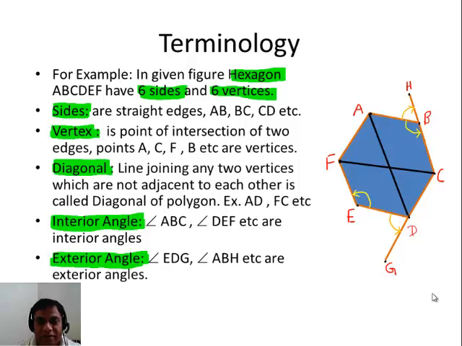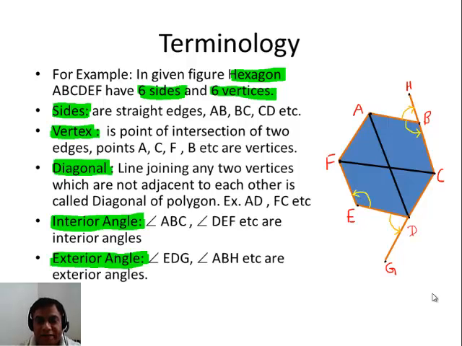Next concept is interior angle. The angle formed by two edges of a polygon is called an interior angle. For example, in the given figure, angle ABC is an interior angle, and DEF is also an interior angle. In a hexagon, there are 6 interior angles, whereas in a pentagon, there are 5 interior angles. That means if n is the number of sides of any polygon, then there will be n interior angles.